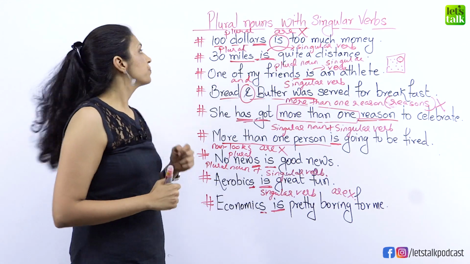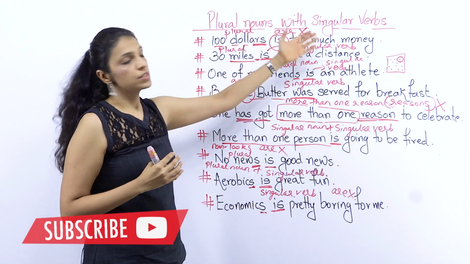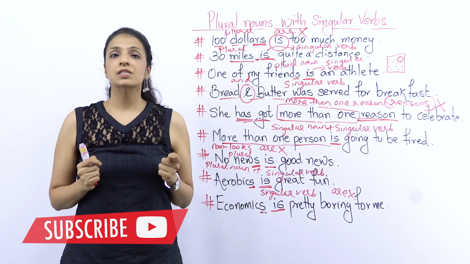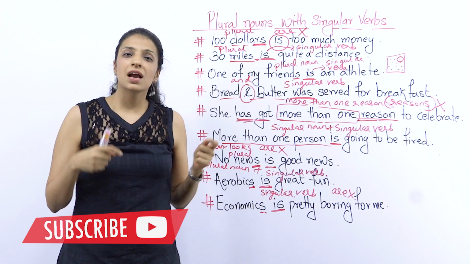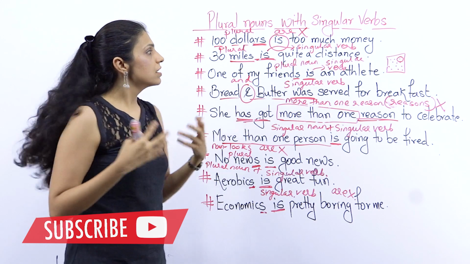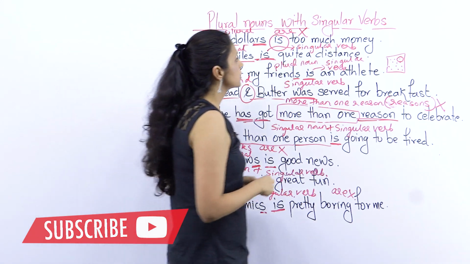So well friends, this is how we deal with plural nouns followed by singular verbs. I do understand sometimes it gets a bit confusing, it's a bit tricky and we kind of get lost and speak incorrect sentences. But well, I hope this lesson works for you.